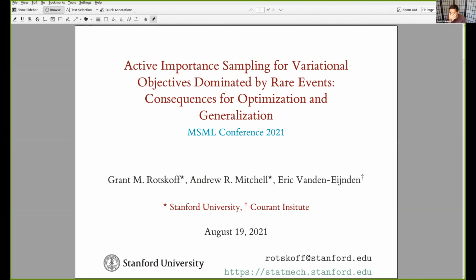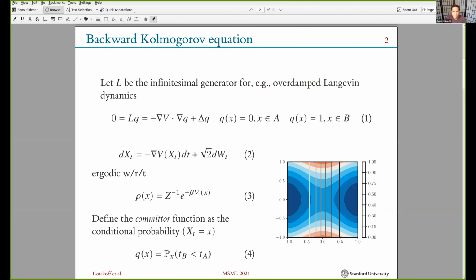So I'm going to be talking about a problem that's not unrelated to a few of the other talks in this session, which is how to sample in order to solve a particular variational PDE. So let me just start by saying what the PDE of interest is. The PDE that we're concerned with here defines what is known as the committor function. This is a boundary value problem where we specify some domains A and B, and we insist that we have q equal to 0 in A and 1 in B.